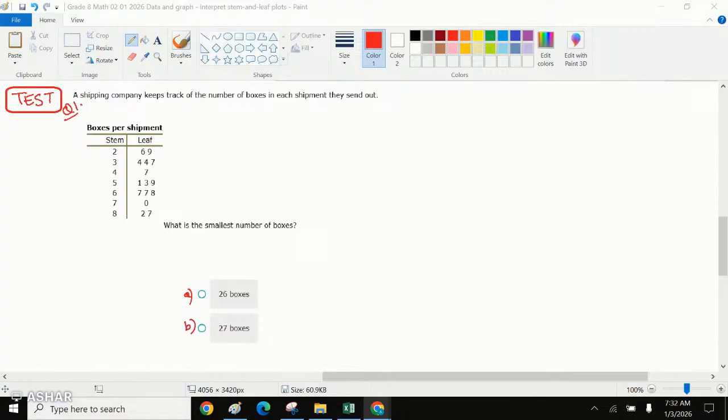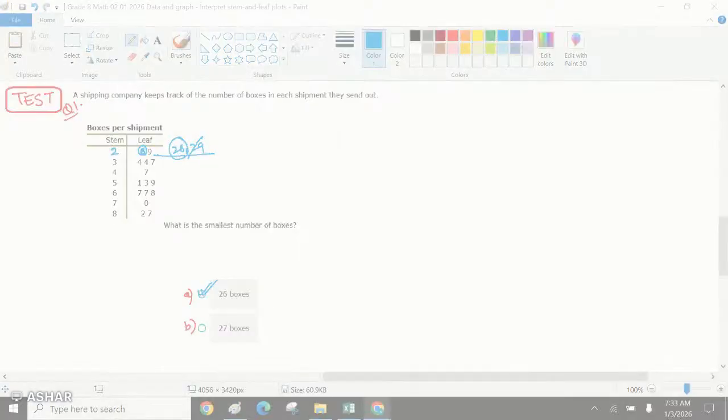It should be, yes, thank you. It should be option A because 2 is the stem and the leaf's smallest number is 6, right? Because the leaf had 26 and 29. We cannot take 29, we can take 26. That is option number A. Thank you for the answer, right? Good work. Let's click on option A. Yes, it shows correct answer. We move on to the next question.